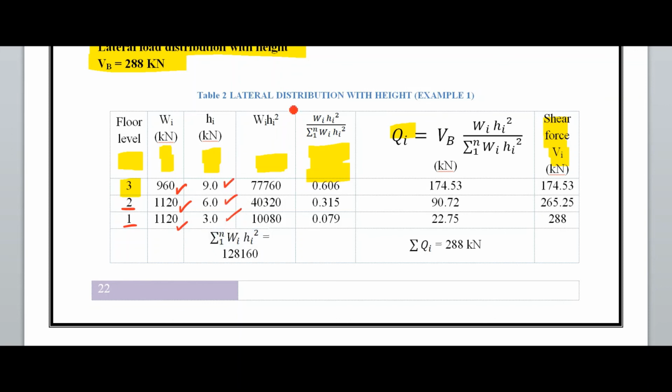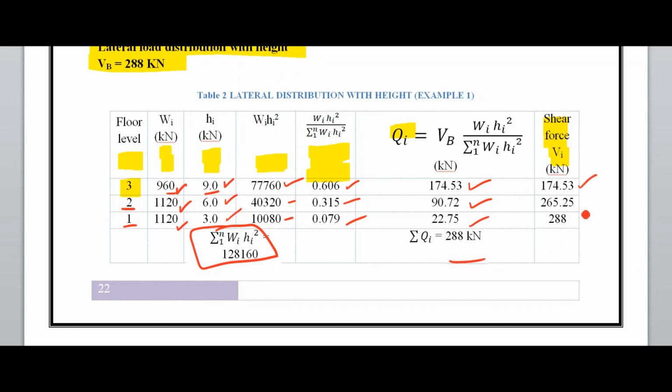Wi hi square means multiplication of these values, and summation of Wi hi square means the summation of these three. Then Wi hi square is divided by sigma Wi hi square. With this equation we can find Qi. The summation of Qi is 288 kilonewton, and the shear force is 174.53 on the roof, 265.25 on the second floor and 288 on the first floor.